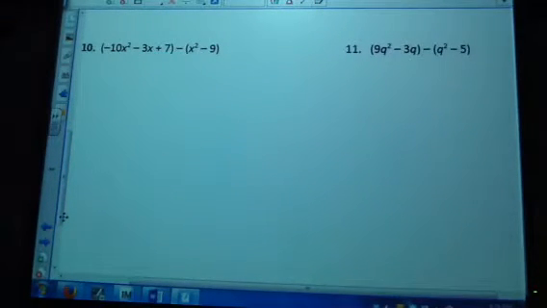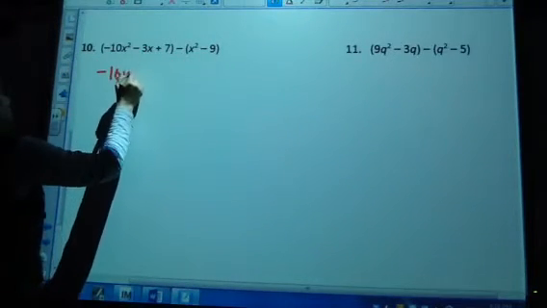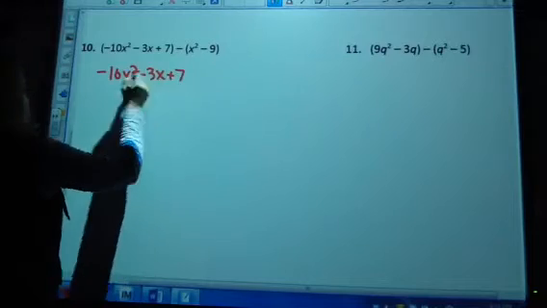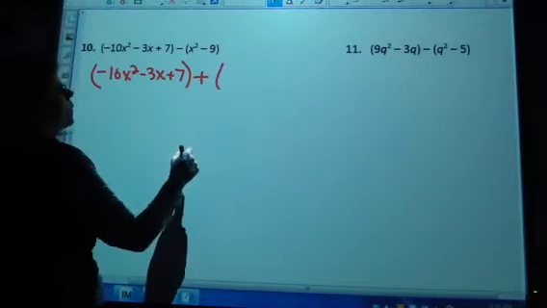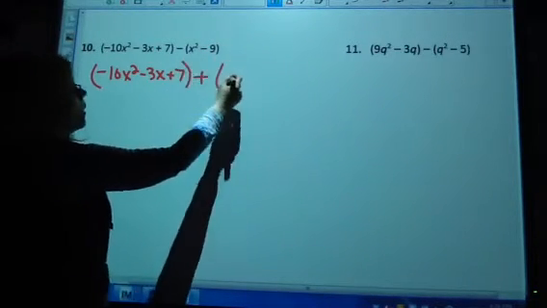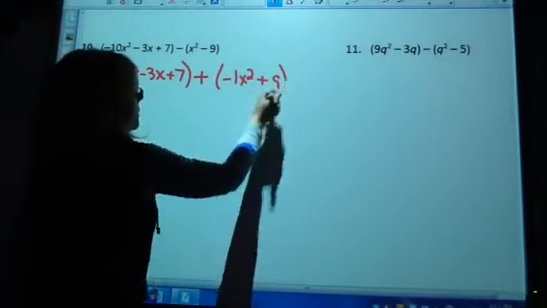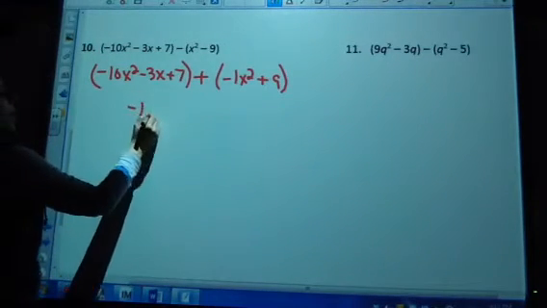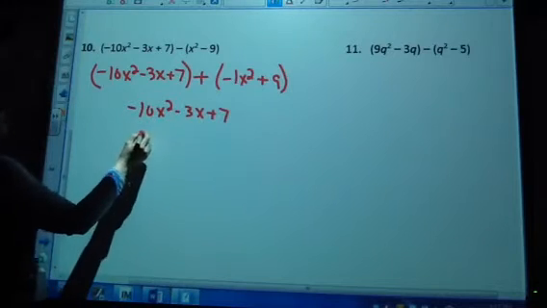Okay, so on this one we have a trinomial, and we're going to be subtracting a binomial. So, I have negative 10x squared minus 3x plus 7. And we're going to change this subtraction to addition. So then every term inside of this binomial goes to its opposite. So that's a positive 1, now it's a negative 1x squared. That's a negative 9, so now it's a positive 9. And then I can add my polynomials. You have less of a chance of error adding than subtracting.